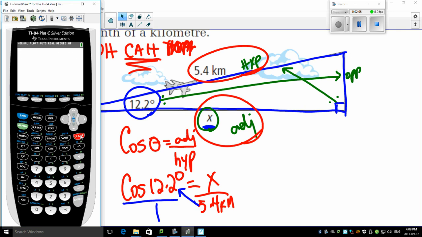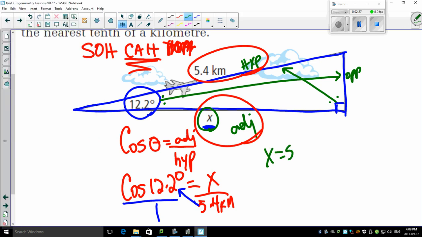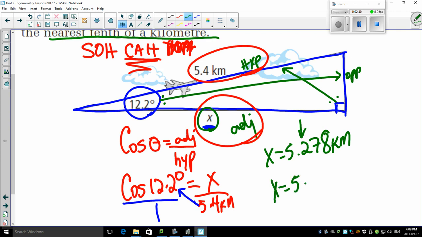So 5.4 kilometers times cosine of 12.2 degrees. Cosine 12.2. Again, finish off the bracket. There you go. Your distance is 5.278. And remember, if you write out 5.278, don't forget to go back to the question, which is in kilometers. Go back into the question and notice here it says to the nearest tenth. Tenth is here. So this actually works out to be 5.3 kilometers long.